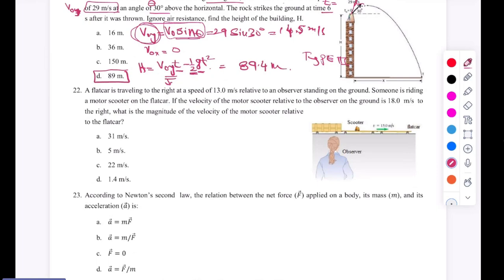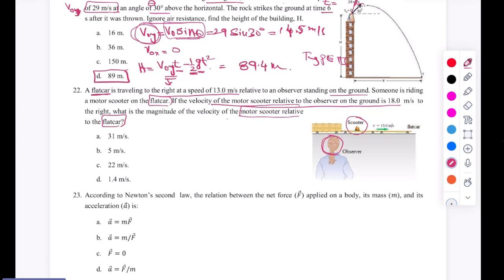Next question 22. A flat car is traveling to the right at a speed of 13 meters per second relative to an observer standing on the ground. This is the observer. Someone is riding a motor scooter on a flat car like this. If the velocity of the scooter relative to the ground is 18 meters per second, what is the magnitude of the velocity of the motor scooter relative to the flat car?